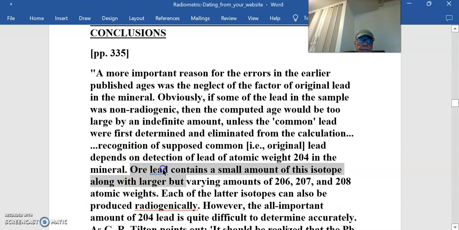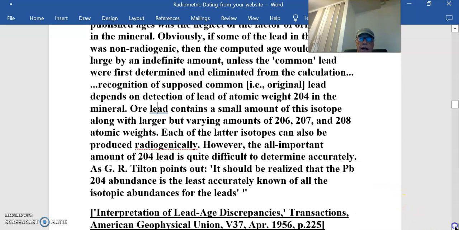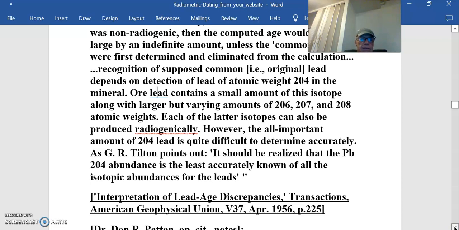Now, ore lead contains a small amount of this isotope along with larger but varying amounts of 206, 207, and 208 atomic weights. Each of the latter isotopes can also be produced radiogenically. However, the all-important amount of lead 204 is quite difficult to determine accurately. G.R. Tilton points out it should be realized that the lead 204, Pb204, abundance is the least accurately known of all the isotopic abundances for the leads.